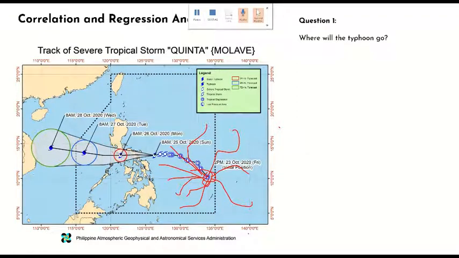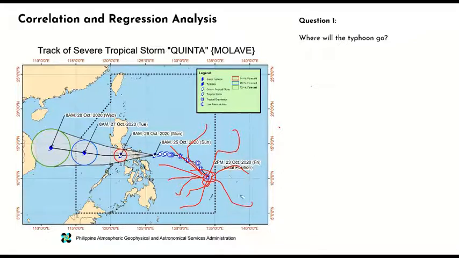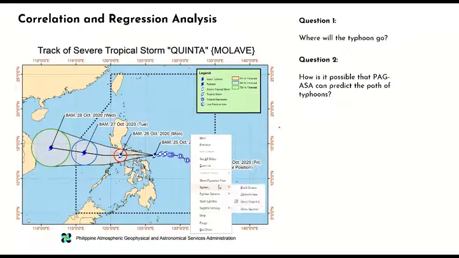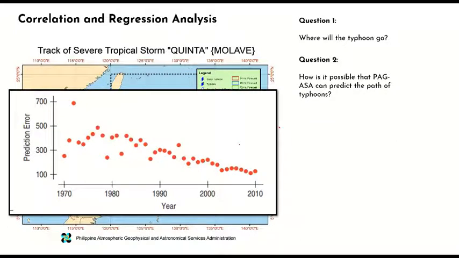So, yun yung mga tinutukoy ko. So, there are many possible ways that typhoon will go. But how can we know, how can we determine where will that typhoon go? So, another question is, how is it possible that Pag-asa can predict the path of typhoons? The quick answer for this one is that they use regression correlation, or they rely heavily on computer modeling system based on several years of previous data. So it means that Pag-asa uses data, a long period of data.